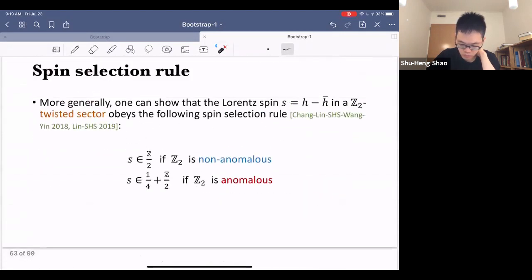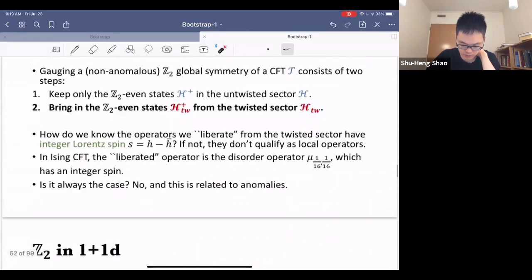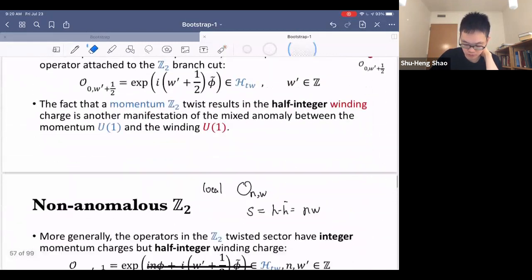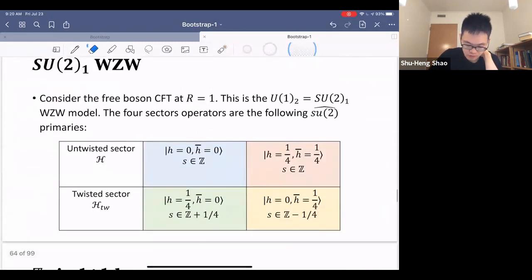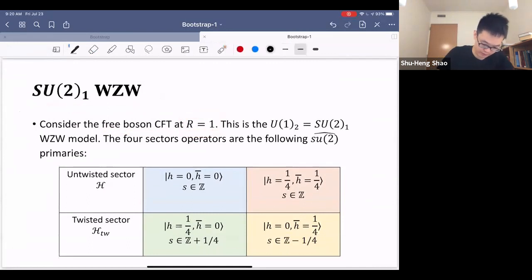So we have a table for gauging a non-anomalous Z2 in the case of Ising that we talk a lot about. We have 4 different sectors: untwisted, twisted, Z2 even, Z2 odd. But this is for a non-anomalous Z2. What about for anomalous Z2? What can we say? So for that, let's talk about a simple example, the SU(2) at level 1 WZW model. This sounds like a fancy name, but it's actually just our free boson CFT at a particular radius.